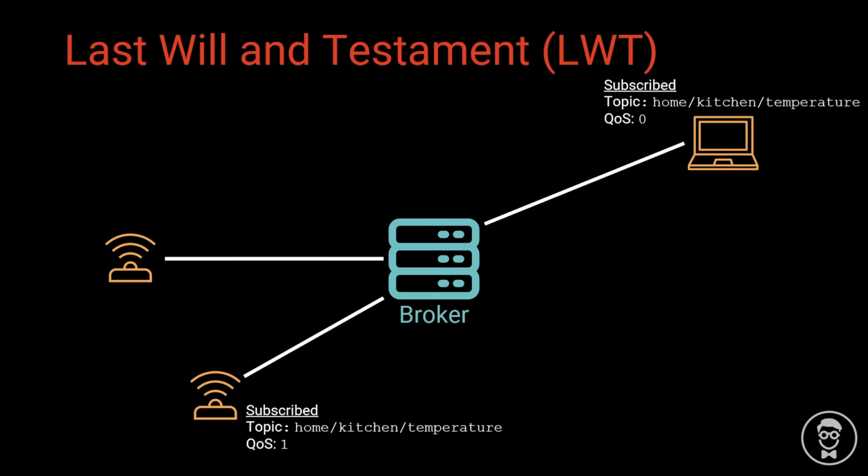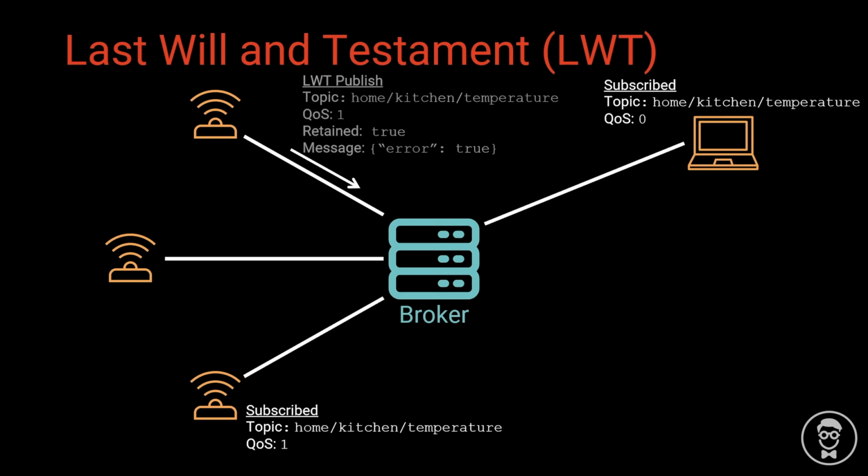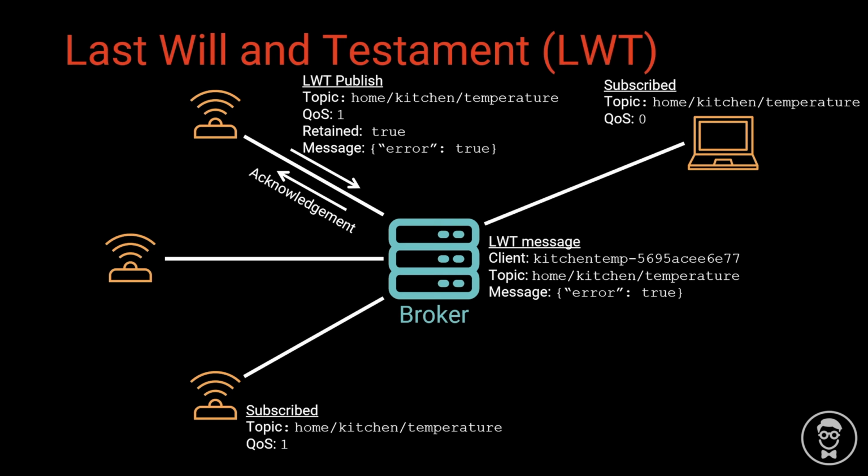The last notable feature is the last will and testament, or LWT message. A client can set its LWT message when it connects to a broker, and the broker will store that message so long as the client stays connected. The message is essentially the same as any other published message. It contains a topic, quality of service level, retained message flag, and a payload.